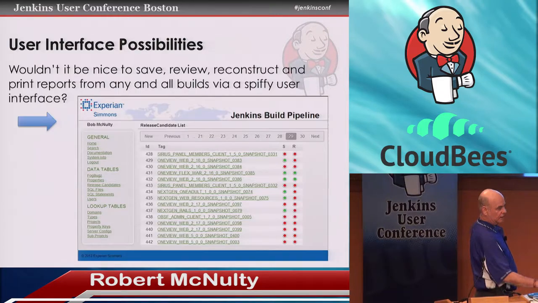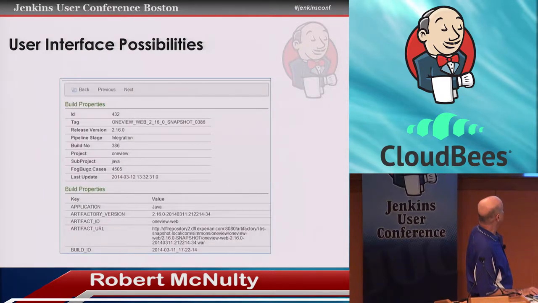Clicking on any one of these tags, which is that Git tag that I showed you previously, will bring you to the details page, where you can get many more details about the properties that were used. If you kept scrolling down, you'd find the notes and issues, you know, bug issues that were addressed, etc.